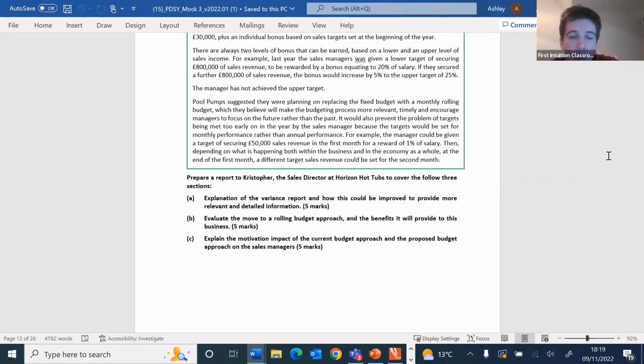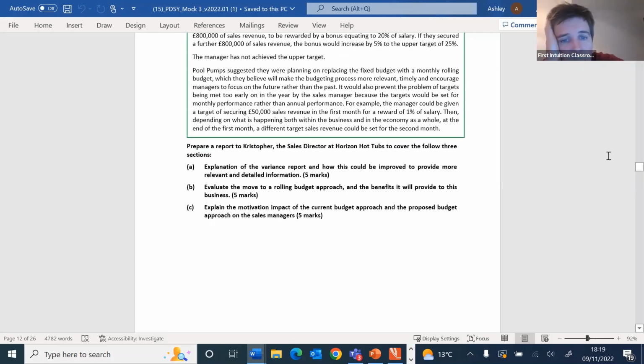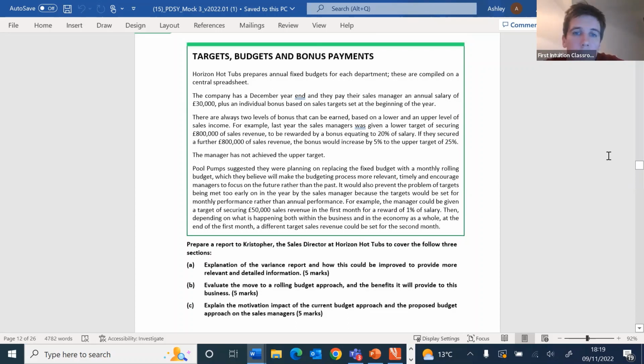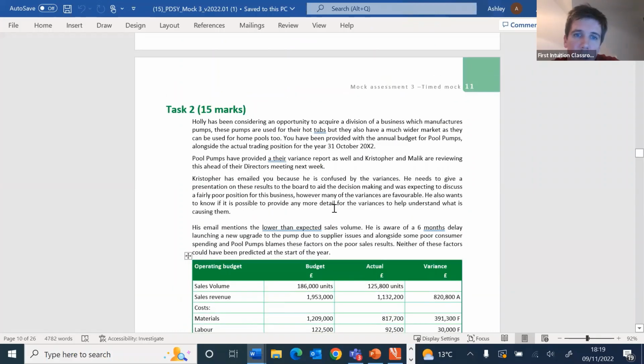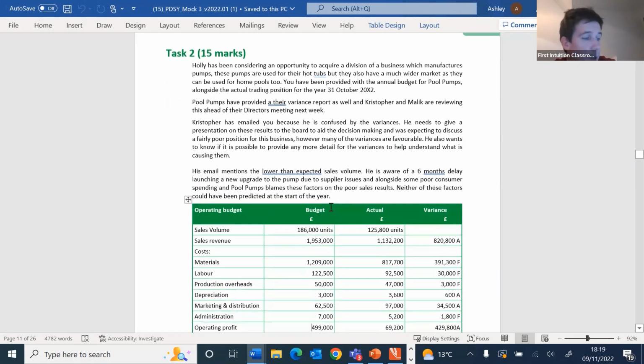Okay, so just got to be careful with that one, because they're asking us to evaluate, but then also cite the benefits. To be honest, citing the benefits would come through some evaluation, but we'll get to that. And then part C, explain the motivation impact of the current budget approach and the proposed budget approach on the sales managers. So effectively they've got a current approach which might not necessarily be working as well as it could be, so they're considering replacing it. So I'll talk you through each of these. I'll show you how I might produce an answer for this.